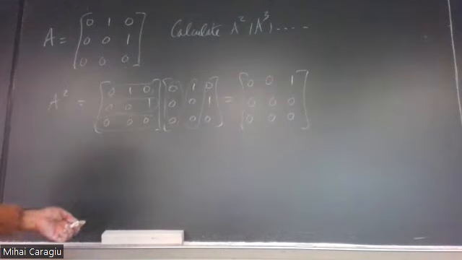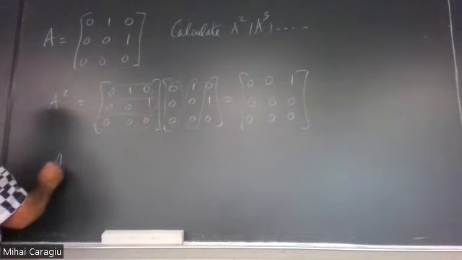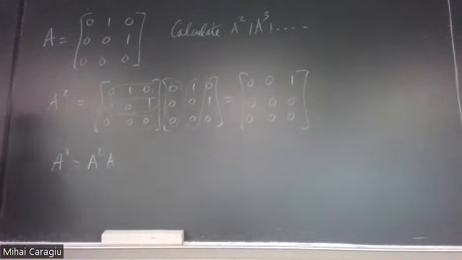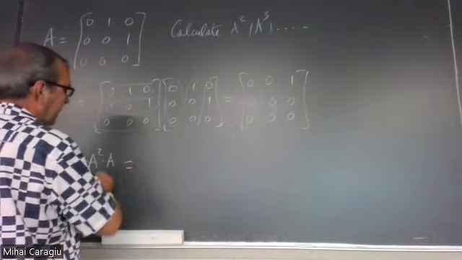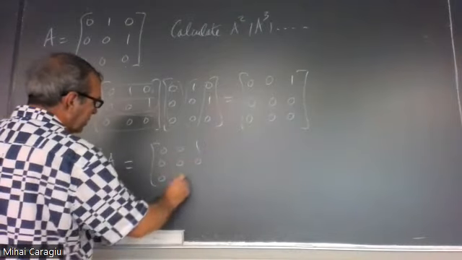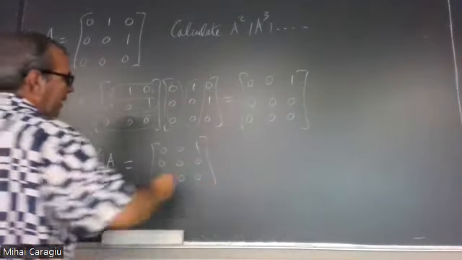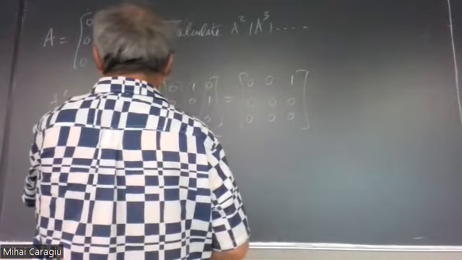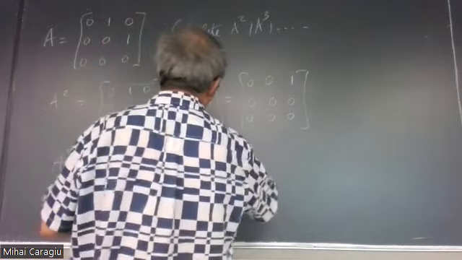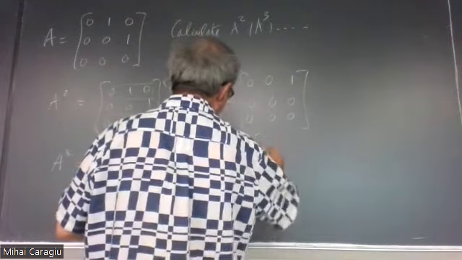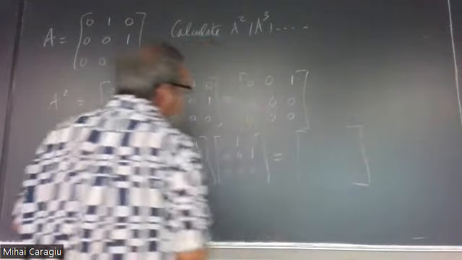Now, interestingly, what will be A cubed? A cubed is A squared times A, and this is how you do subsequent powers normally. We already got A squared to be 0, 0, 1, 0, 0, 0, 0, 0, 0, multiplied by this A, which is 0, 1, 0, 0, 0, 1, 0, 0, 0. Again, a 3 by 3 times a 3 by 3.